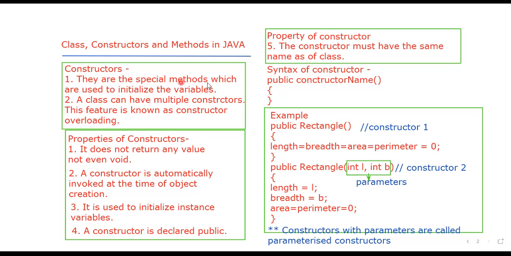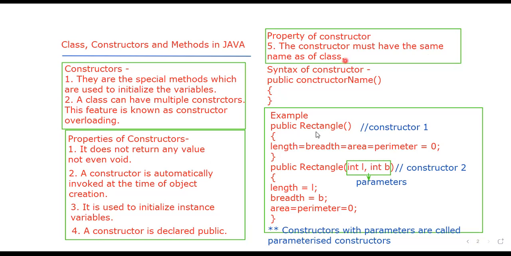Constructors are the special methods which are used to initialize the variables. A class can have multiple constructors. This feature is known as constructor overloading. Some properties of constructors are that it does not return any value, not even void or null. The constructor is automatically invoked at the time of object creation. Number 3, it is used to initialize instance variables. Number 4, a constructor is declared public and the constructor must have the same name as the class.